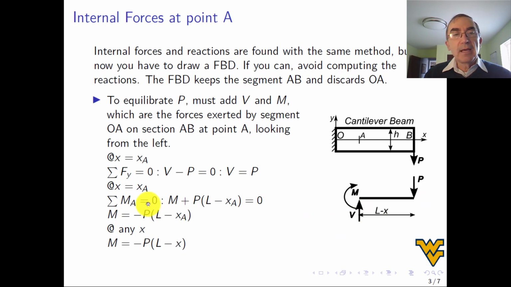Okay, perfect. And so again at x equal to x_A, which is there, I do summation of moments equal to 0, so I say moment M, the moment that I put, plus P, because same direction, times what distance, L minus x_A, is equal to 0. And I compute the moment there, M equals minus P times (L minus x_A). If I have done this at any x, not just x_A, then the moment is minus P times (L minus x). And once you have these, you can draw the bending moment diagram.